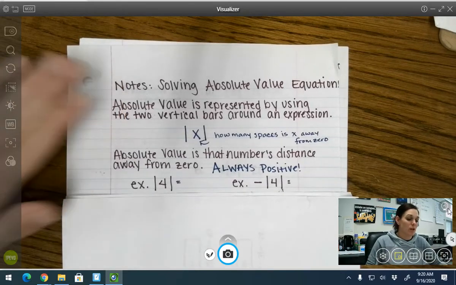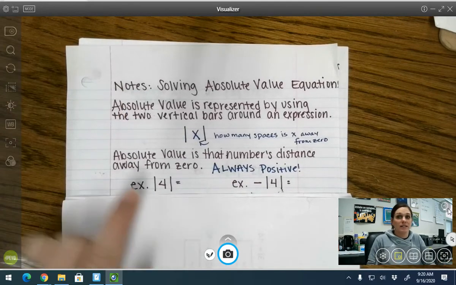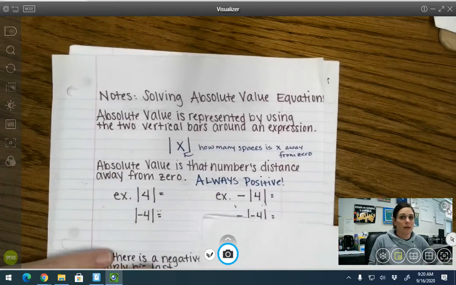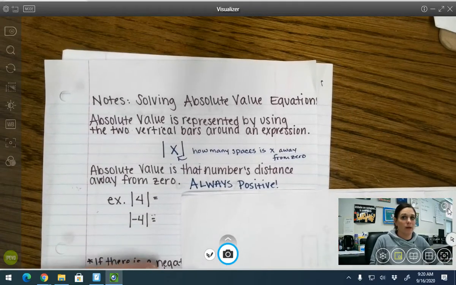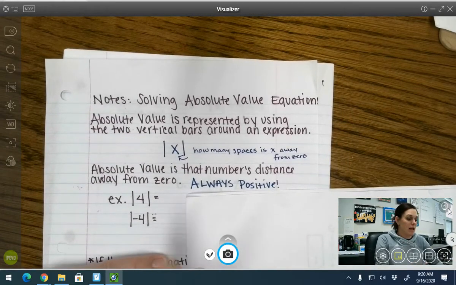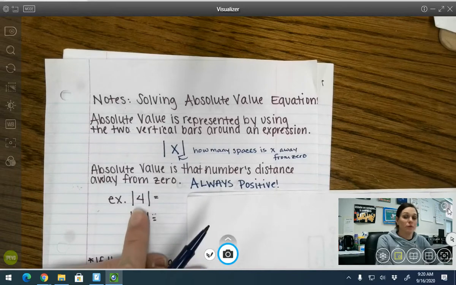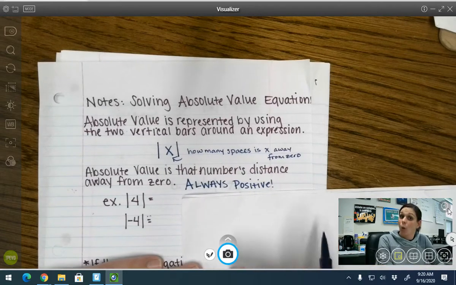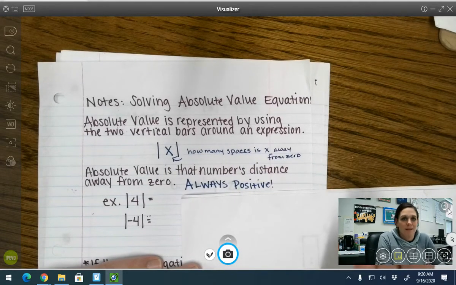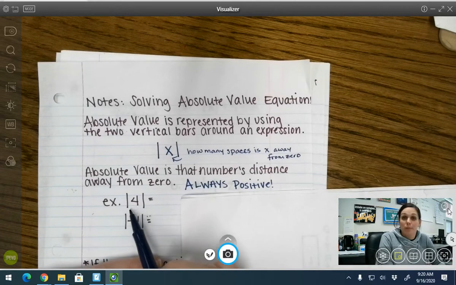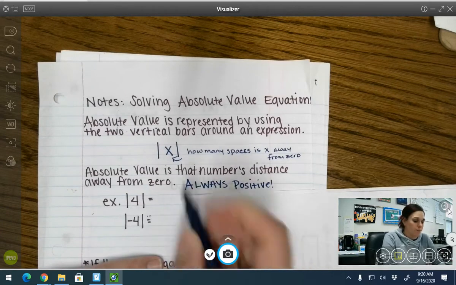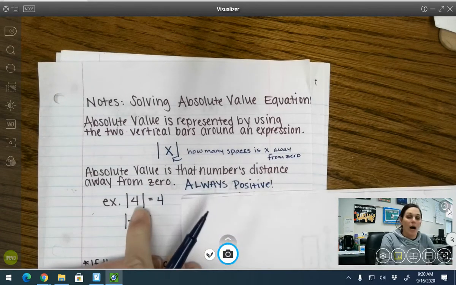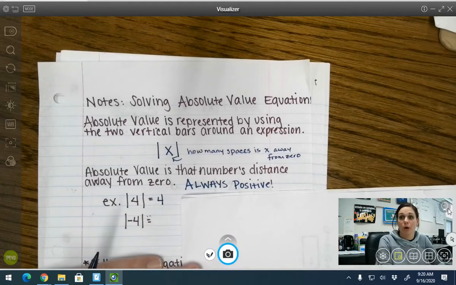Okay, so let's take a look at this example, and I'm going to kind of split it this way. Our example is saying, I want to know what is the absolute value of the number 4. So again, you're asking yourself, how many spaces is 4 away from 0? Well, when it's in positive land, that's pretty straightforward. The absolute value of 4 is 4. I am 4 spaces away from 0.